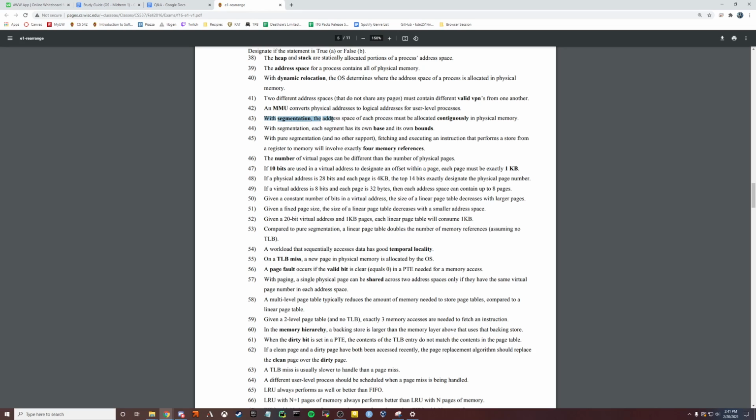43, with segmentation, the address space for each process must be allocated contiguously in physical memory. Let's see.